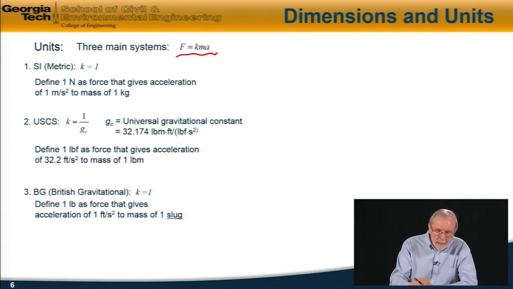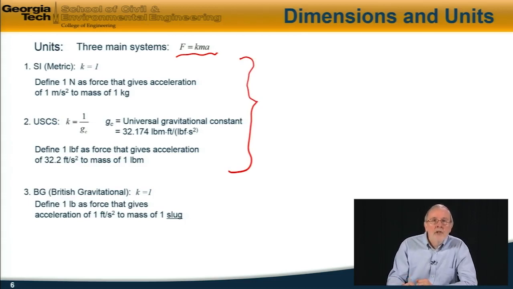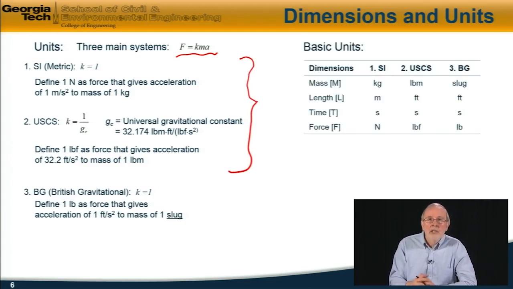But here, as I mentioned, in the FE exam we use predominantly the first two of these. So these are the basic units in those three systems. The unit of mass in SI is kilograms, USCS is pound mass, and BG is slug. Length is meters, feet, and feet. Time is seconds, and force is either newtons, pounds force, or pounds.